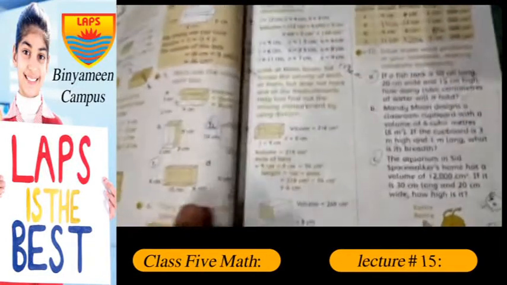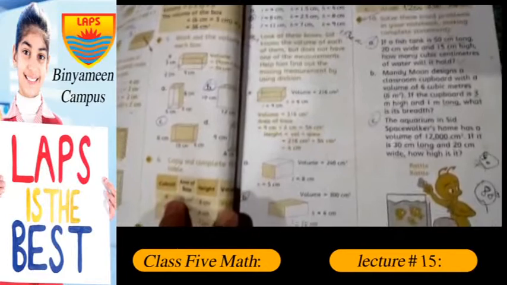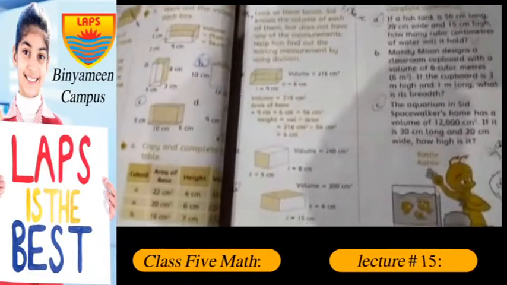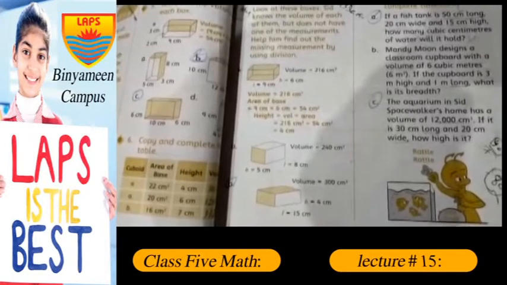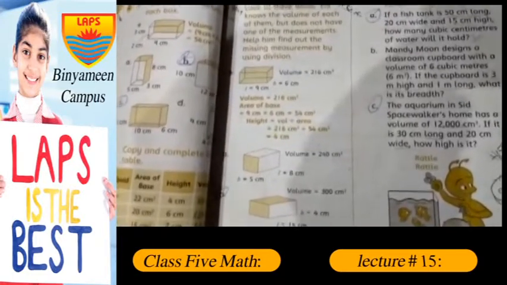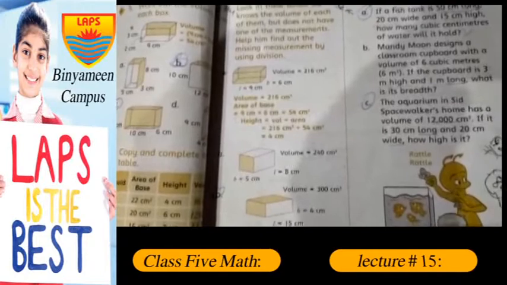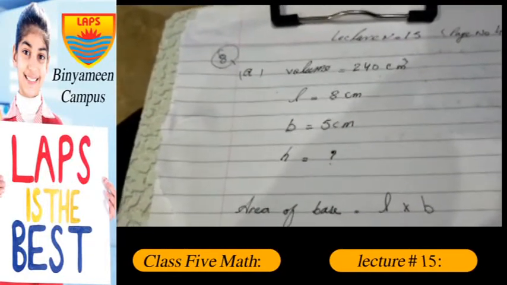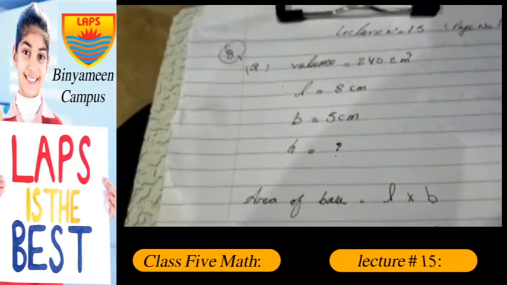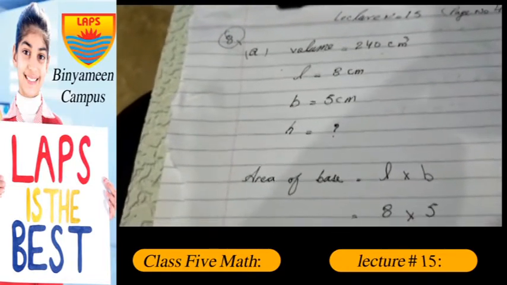Example. One example is done for you. Then part A I do for you. Part A. Volume 240 centimeter cube, length 8 centimeter, and breadth 5 centimeter. Now find the height.